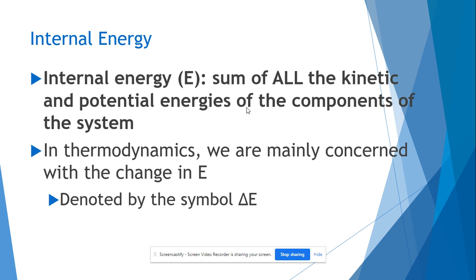With our energy, we're going to talk about something called internal energy, which is denoted by the letter E. This is the sum of all the kinetic and potential energies within the system. However, while E is important, we are actually focused on the change in E, which is symbolized by the Greek letter delta. The triangle means that there is a change. What I mean by change is the subtraction: our initial energy minus our final energy.